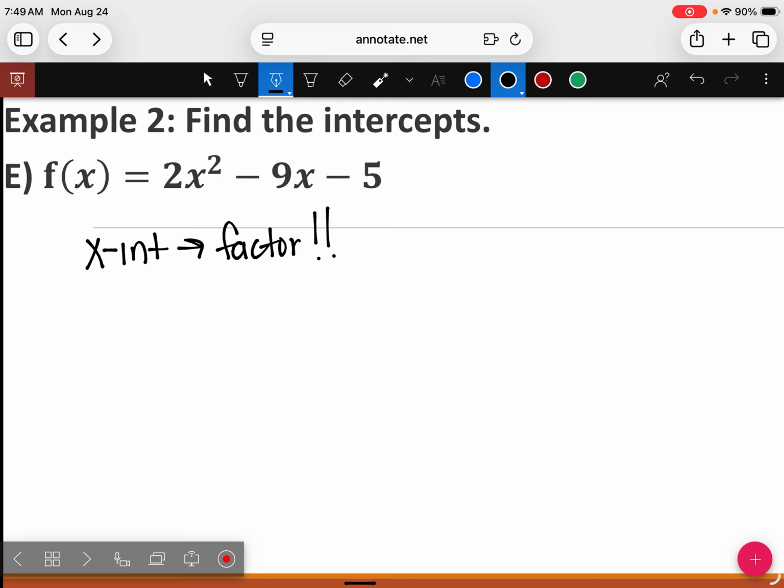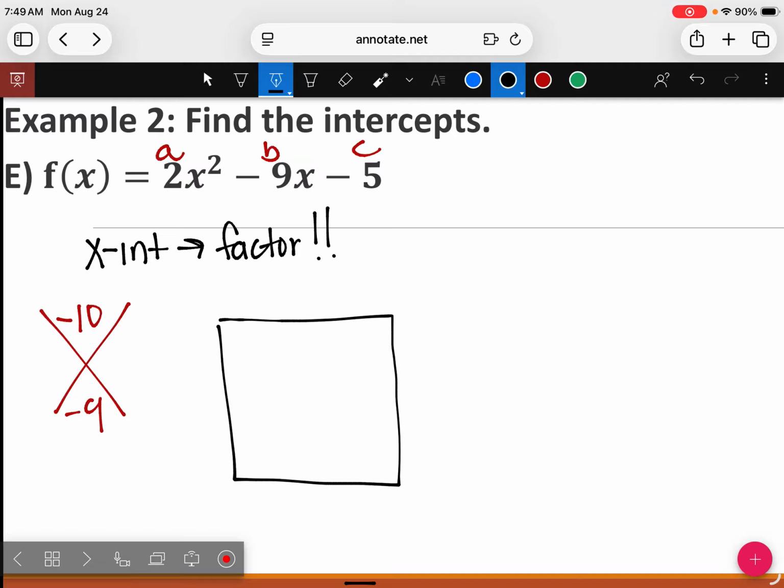So we have A, B, and C, 2 numbers that multiply to negative 10 and add to negative 9. What would be my numbers? What'd you say? Negative 10 and 1.